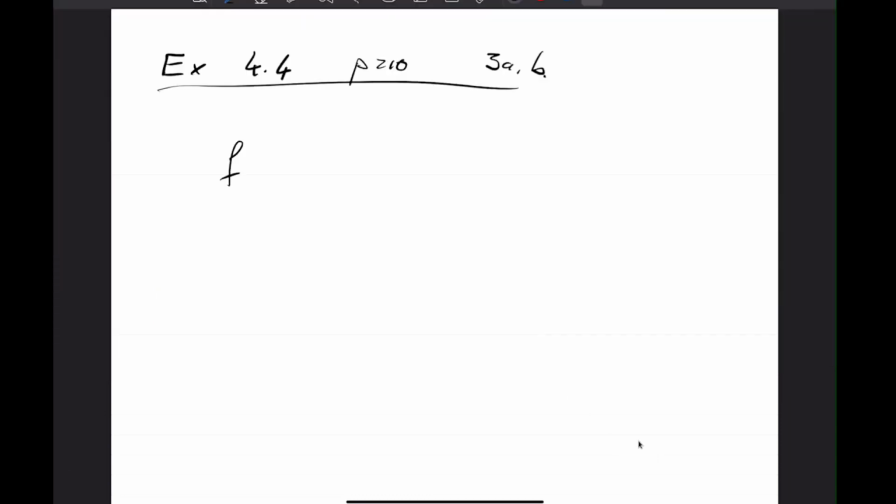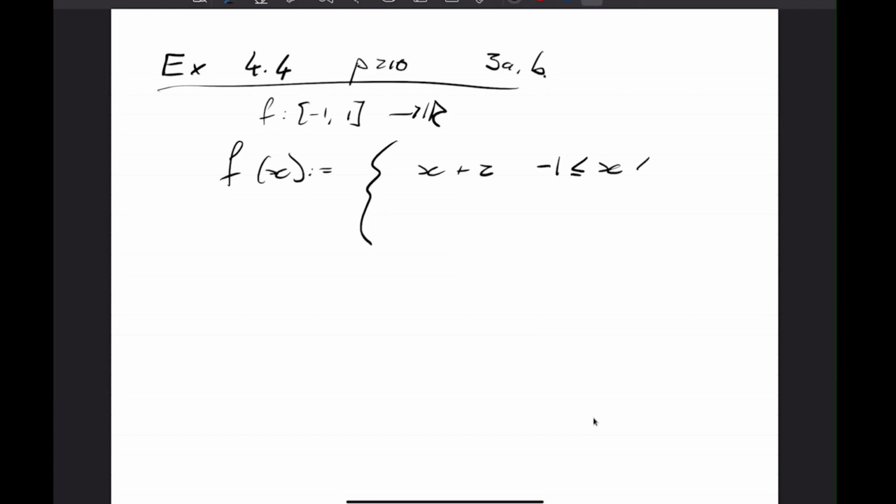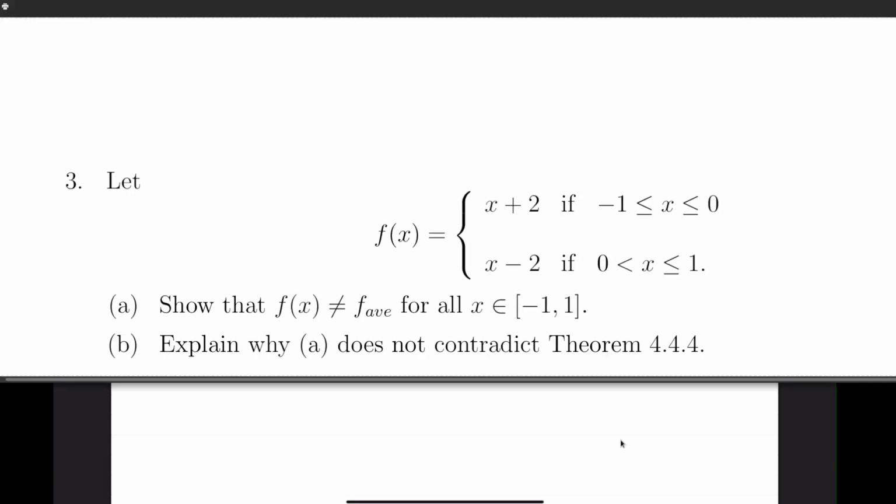So little f is defined as little f maps from minus 1 to 1 into R, and is defined as what? It is defined as x plus 2 when x is between minus 1 and 0, and x minus 2 when x is between 0 and 1. So let me just double check that I got that right. It looks like it.